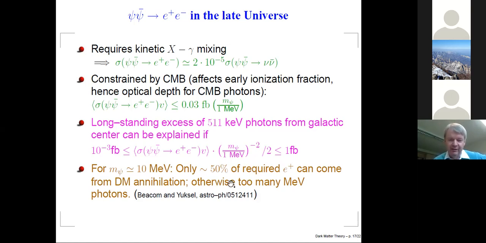Therefore, because we are forced to have at least 10 MeV dark matter particles, we cannot really explain all of this excess, but perhaps some of it. And because of this bound up here, we would have to appeal to a relatively strongly peaked dark matter distribution in the galactic center to get a significant contribution. But every little thing helps.